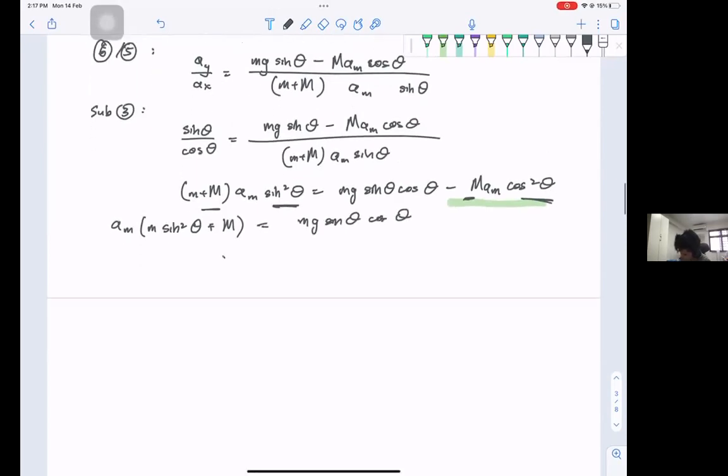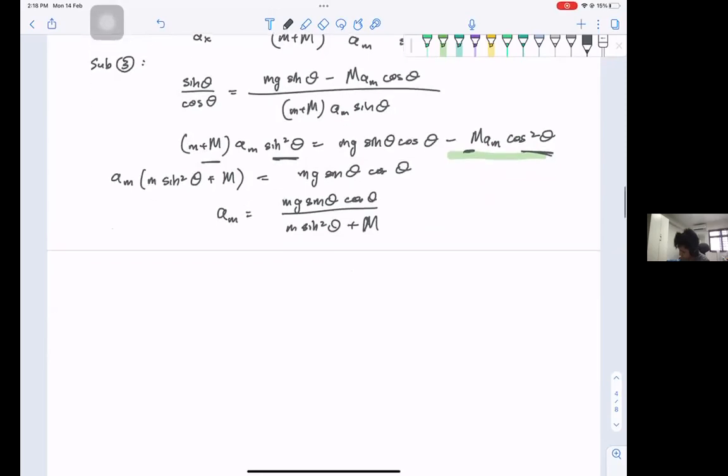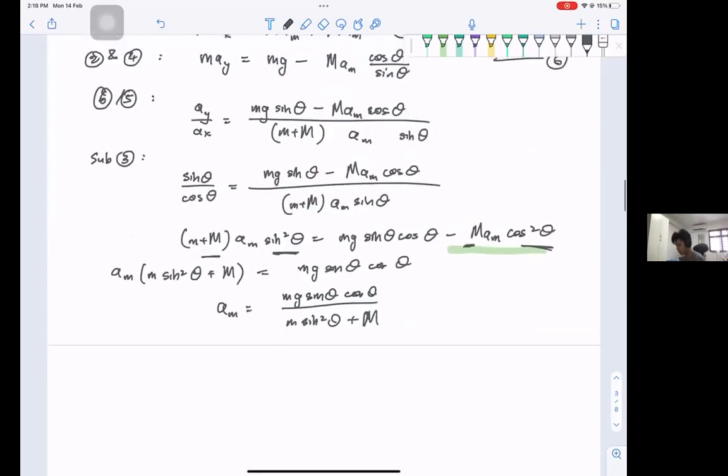And lastly, we can write AM equals mv sine theta cosine theta over m sine squared theta plus big M. And we're checking the units, right? We see that in the numerator there's a dimension of mg, and in the denominator we have the dimensions of m. So in the end the units is g.